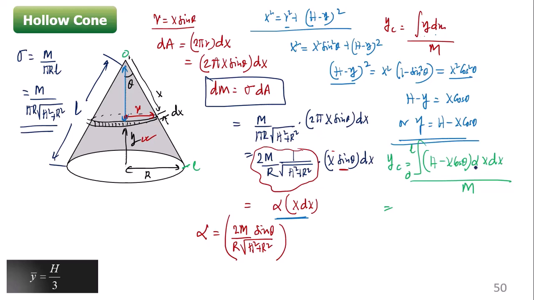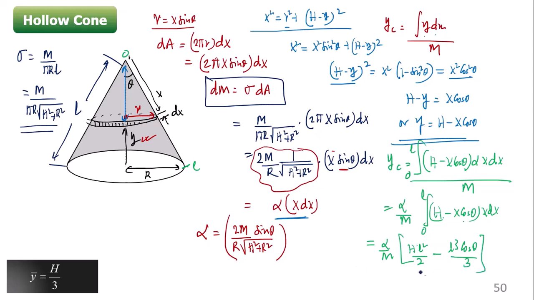So now I take alpha by m in the outside part. So the integration is h minus x cos theta into x dx, from 0 to L. So ultimately I am getting alpha by m times h into x, that is h times x square by 2, meaning L square by 2, minus x square, that is x cube by 3, meaning L cube cos theta by 3. That is the answer that I am getting. Okay, so this is the final answer for the y coordinate of the center of mass in terms of alpha, m, L, all those things.